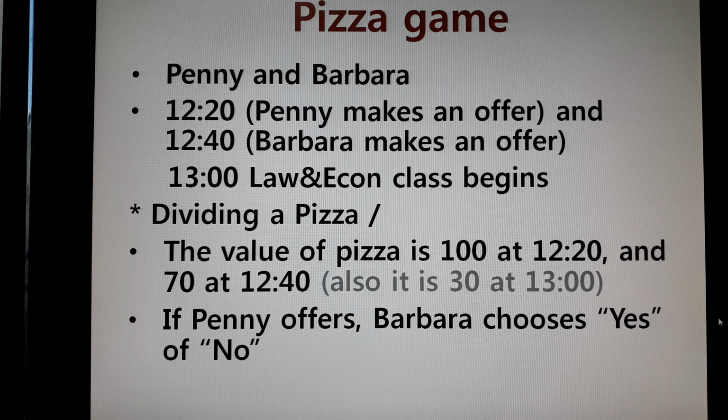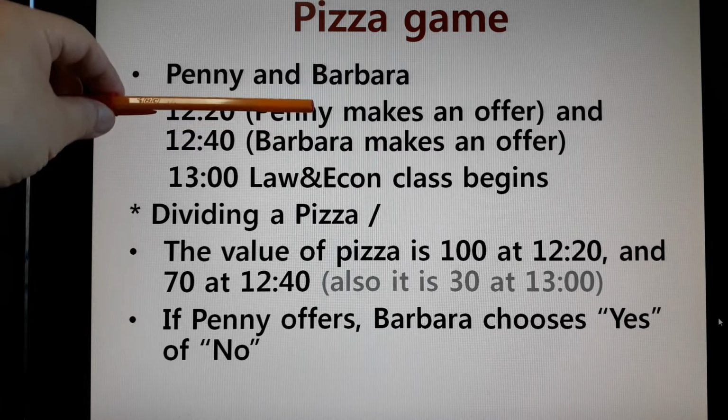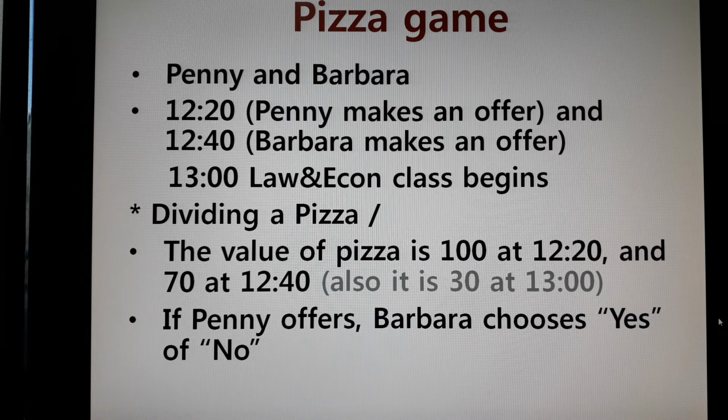In order to make the negotiation bargaining process simple, I make an assumption. The bargaining has only 2 rounds. At 12:20, the pizza was delivered, and this time Penny makes an offer. It's not like an argument or something. Penny says, "Let's divide the pizza. I get 70, you get 30." And then Barbara cannot make a counteroffer. She cannot say, no, I'll get 70. She cannot do that. This is an assumption. The only thing Barbara can say is, yes, I'll accept. You, Penny, get 70, I get 30, I'll accept that. Or Barbara may say, no, I will not accept that. Naturally, if Barbara accepts that, they make a settlement agreement, and the pizza would be divided as Penny has offered.